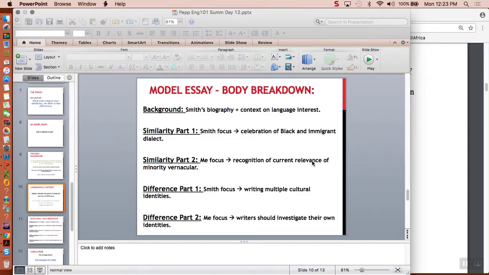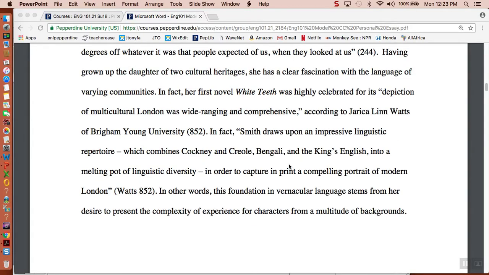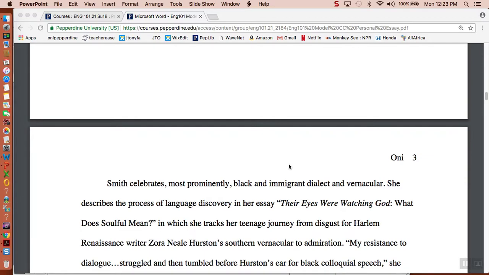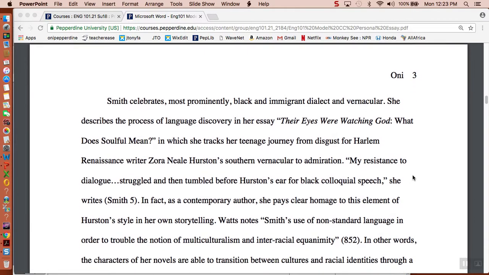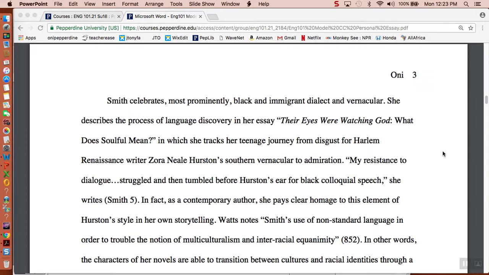So let me go and open those sections. I'm not going to read all of them, but I just want you to see how I'm organizing things within the topic sentence. So that first section I just mentioned, right, it says, Smith celebrates most prominently Black and immigrant dialect and vernacular. So just setting up this idea of how it's a clear topic in her work and her worldview, right?